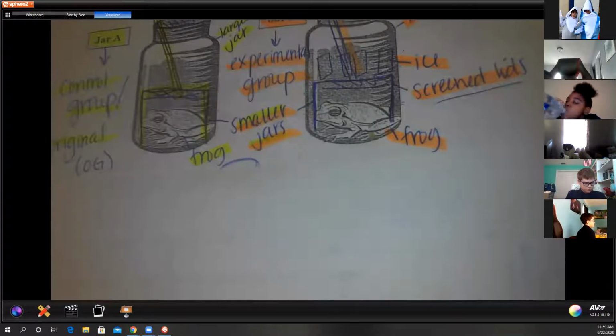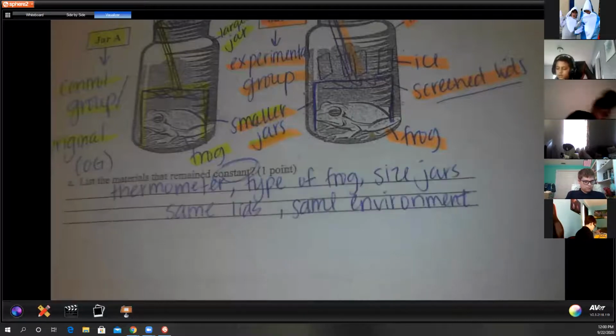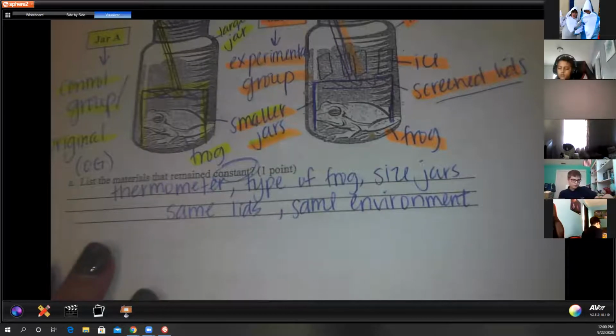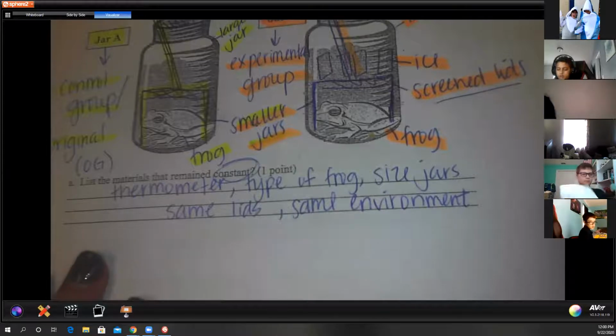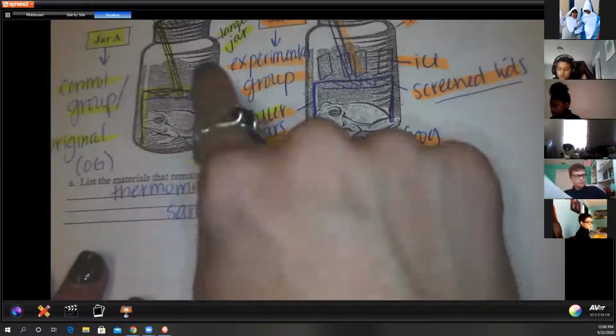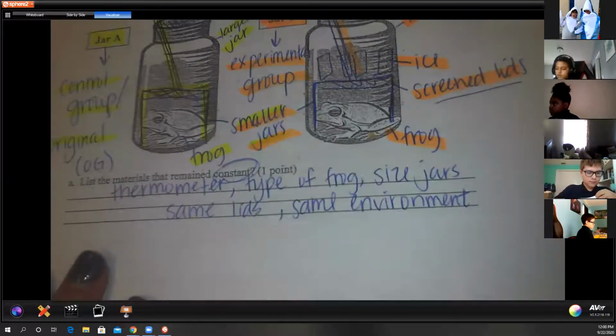You don't want me using one of the digital ones I use to take your temperature in the morning and then one that goes under your tongue. That won't be consistent. So I said the thermometer, the type of frog, the size jars, the same lids, the same environment. Well, there's no water in there, right? Do we label water in our picture? So there's no water in the jar. It's just the printing, the shading.